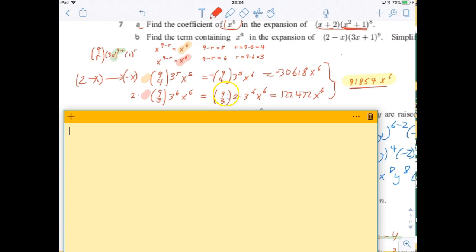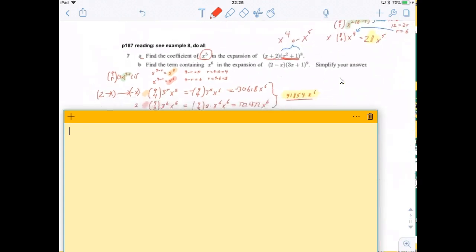And the second one becomes 9 choose 3 times 2 times 3 to the 6th times x to the 6th. So the bottom one becomes 122,472 x to the 6th. The top one becomes negative 30,618 times x to the 6th. And if I add those two together, because these are two separate terms that have x to the 6th components, we get 91,854 x to the 6th. Okay, so that's it for this 7b.